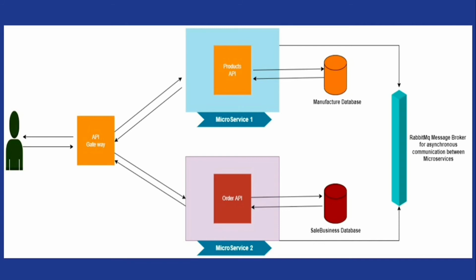We are going to build a small microservice application in this series based on this diagram only. Our second video is on creating the products API microservice, and the third video will be creating the orders API microservice. The fourth video will be the communication between microservice 1 and microservice 2, and the final video will be implementing the API gateway. That is the flow of this microservices .NET 6 series.